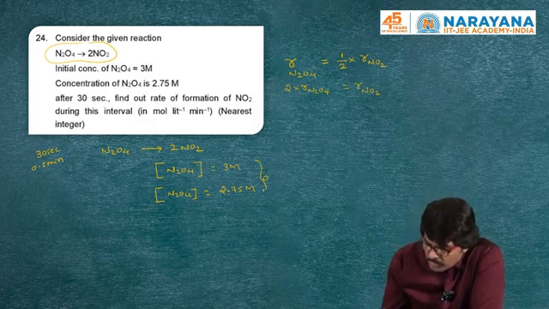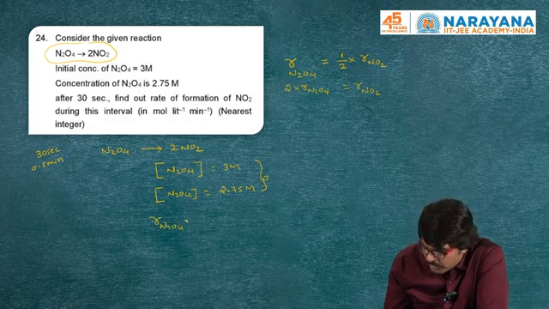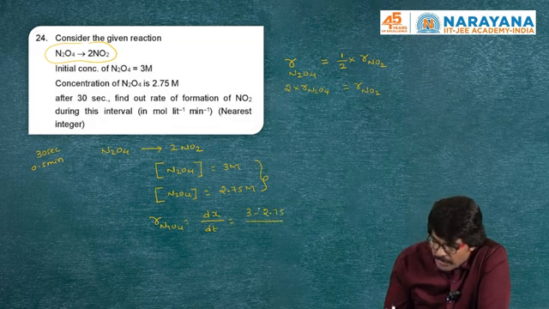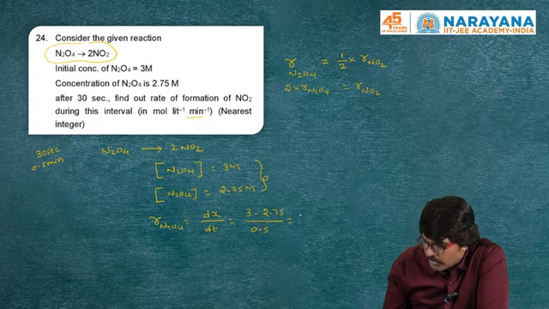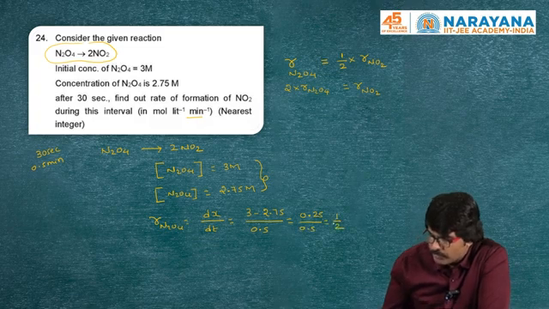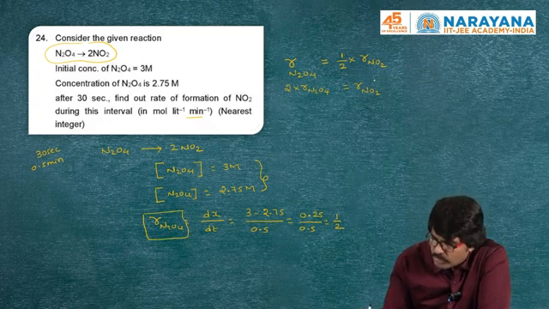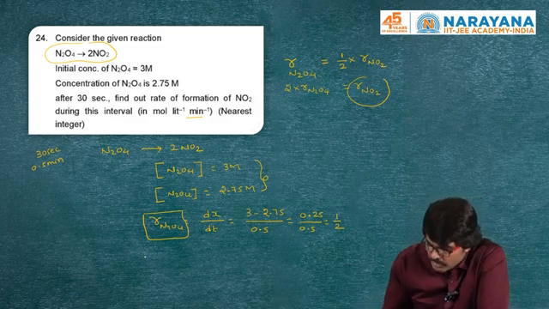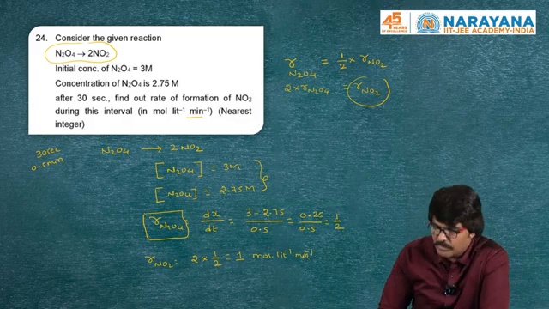Here the change in concentration. Let me find the rate of N2O4, that is change in concentration by change in time period. Change in concentration is 3 minus 2.75, divided by the time, but the required units are minute inverse, therefore 30 seconds is 0.5 minutes. So that is 0.25 by 0.5, which is 1/2. But the question is about the rate of NO2, which is 2 times. Therefore, rate of NO2 is 2 times the rate of N2O4, which is equal to 1. The units are mole per liter per minute. So the answer will be 1.